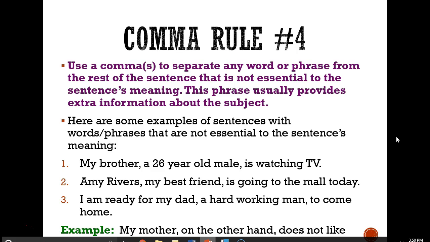I can live without knowing that your brother is 26 years old, but it is additional information about the character, which may help move the plot along, or helps with characterization and figuring out who the brother is. And the same goes for the other 2 sentences. Amy Rivers, my best friend, is going to the mall today. I am ready for my dad, a hardworking man, to come home.